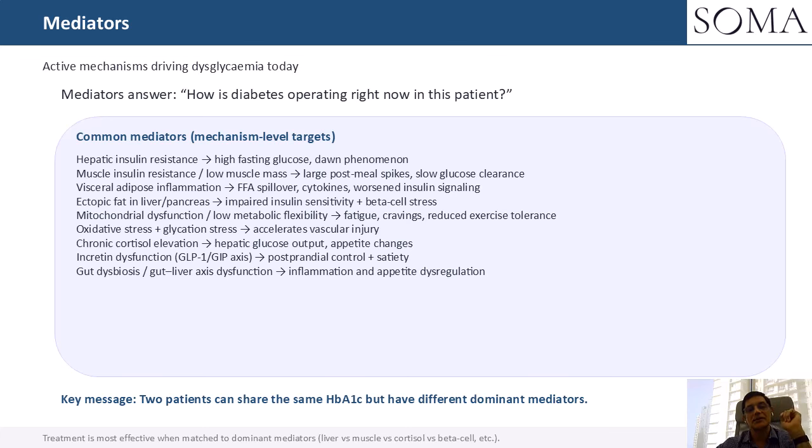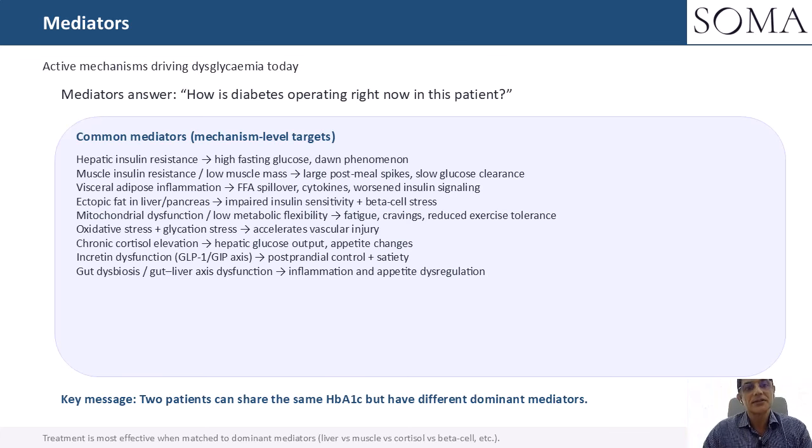Ectopic fat accumulation in liver and pancreas. Fat in the liver drives insulin resistance. Fat in the pancreas correlates with beta cell dysfunction in many patients. Then mitochondrial dysfunction and impaired metabolic flexibility. The body becomes poor at switching between fuel sources, leading to fatigue and cravings and reduced exercise tolerance. So because of mitochondrial dysfunction, the body is not able to switch between its two main fuel sources, either glucose or ketone bodies.